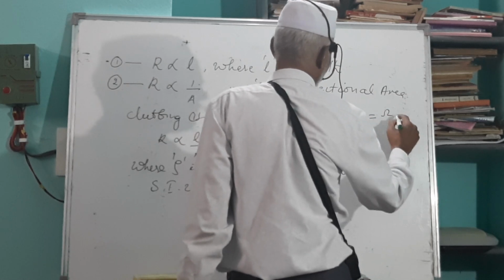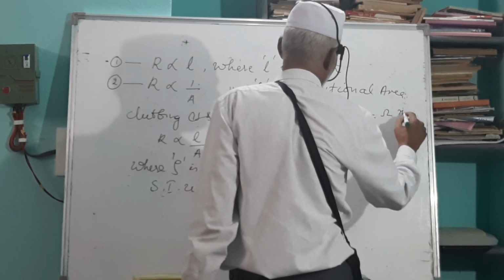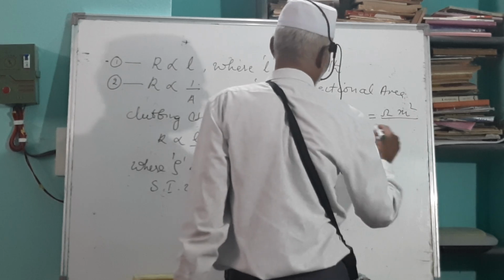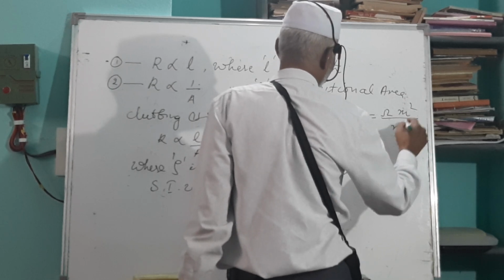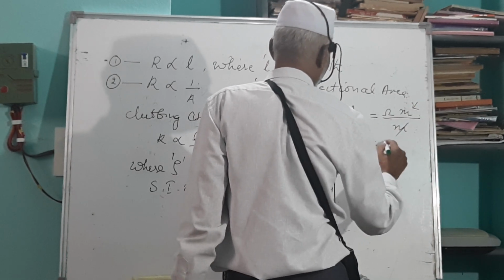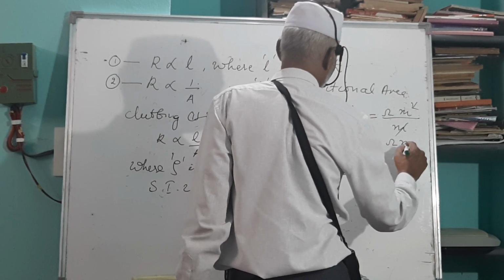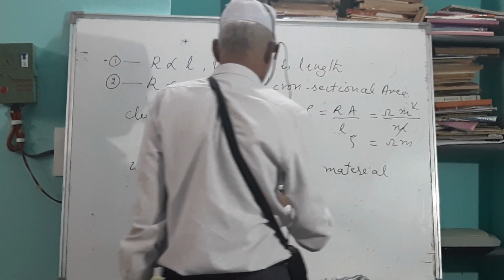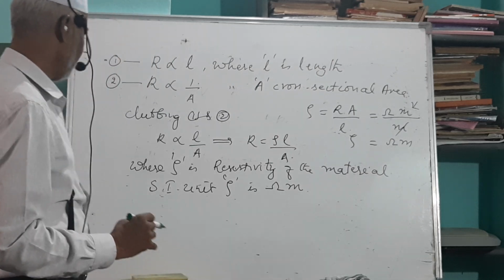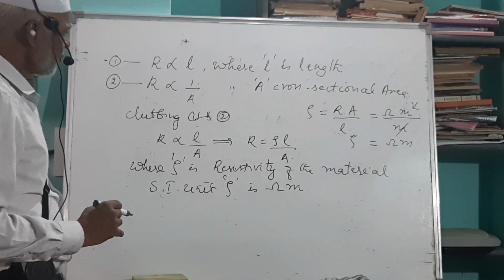The unit of cross-sectional area is square meter. The unit of length is meter. This cancels, so ultimately we will get ohm meter. This is the SI unit of resistivity. Now let us see.